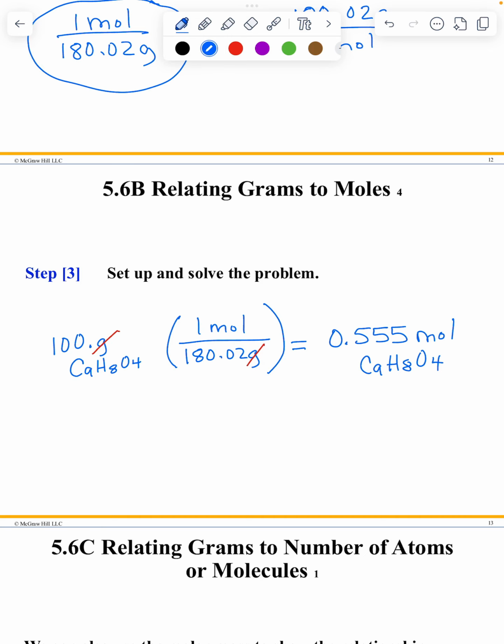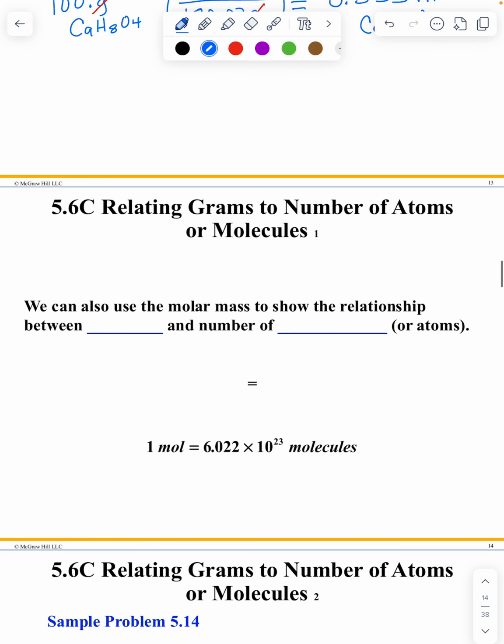We can also use the molar mass to show the relationship between grams and the number of molecules, or even the number of atoms.